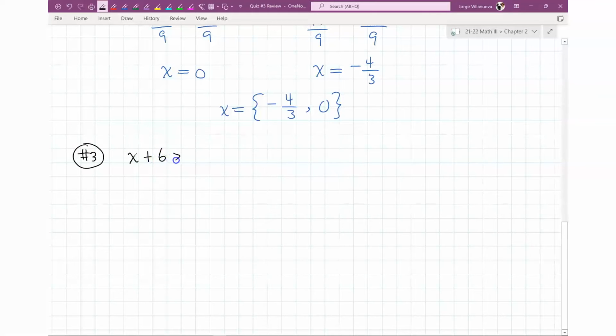x plus 6 is greater than 4, or x minus 5 is less than or equal to negative 9. So they're going to want us to solve it and then graph its solution. Okay, so I'm going to put it right here. Graph the solution.